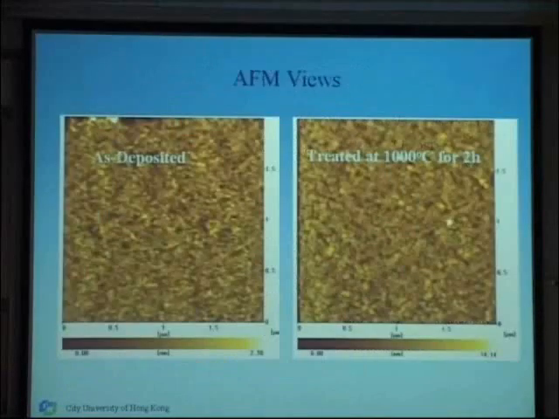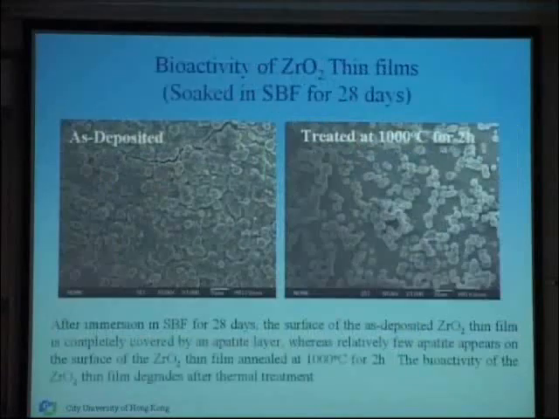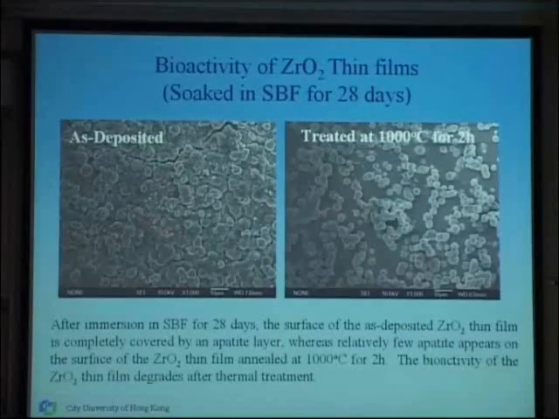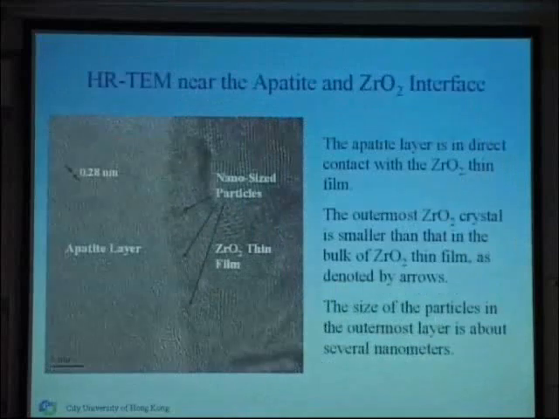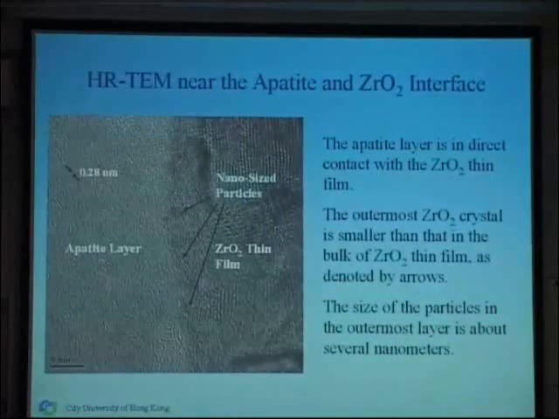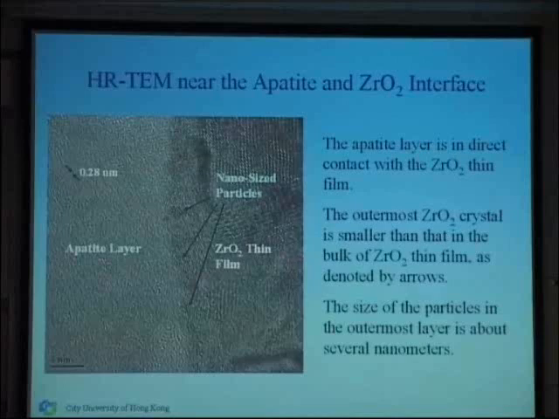All right, this is the AFM. This is rougher than that one. And then the bone cells actually grow better on the annealed one versus the untreated one. This is the apatite right here. This is not as good. All right. This is another picture. Very nice. Show the interface between the bone and zirconium oxide. Previously, we have the zirconium oxide and silicon, the substrate.